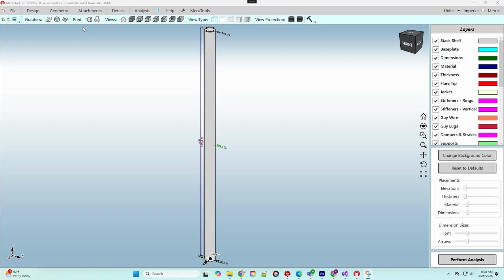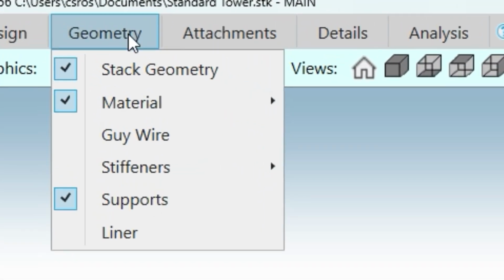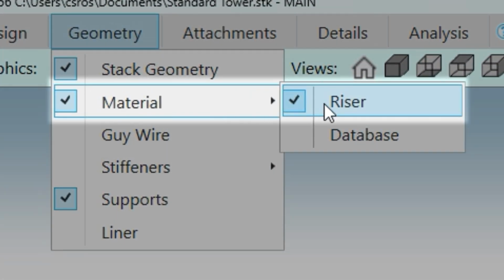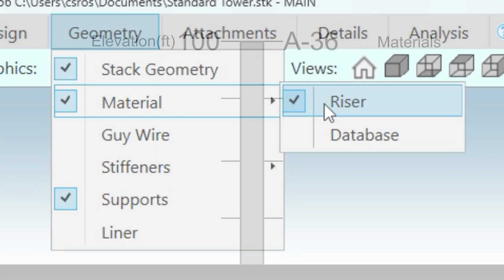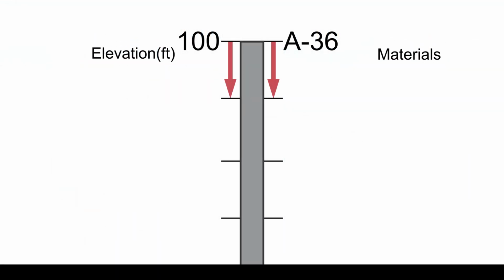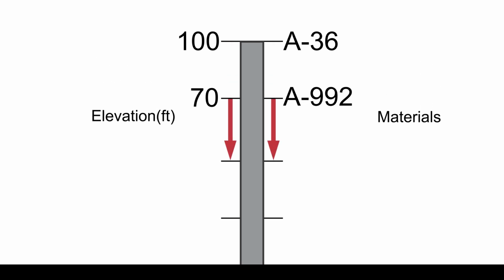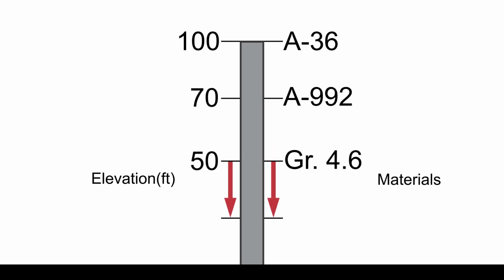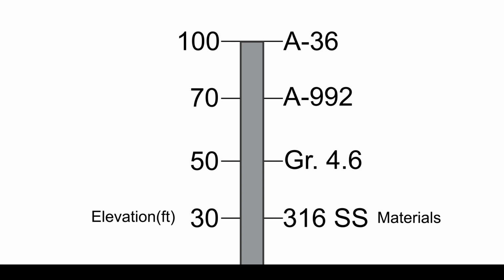In order to specify the materials for the stack cylindrical shells, we go to Geometry and then Material Riser. The input for materials is a cascading input, meaning that you start at the top and then the material is assumed to be the same until you enter a new elevation where they change. If the entire stack is the same material, then you would only have one row of material data.